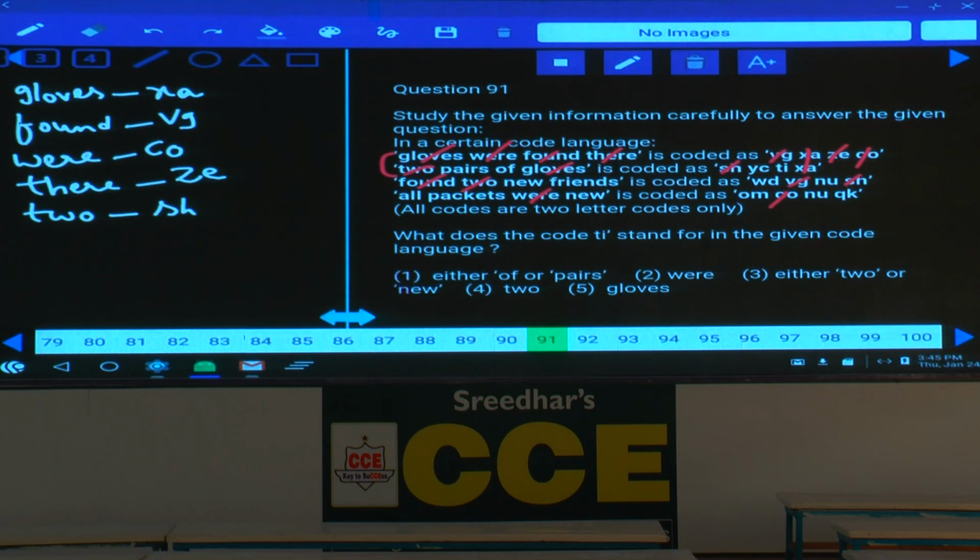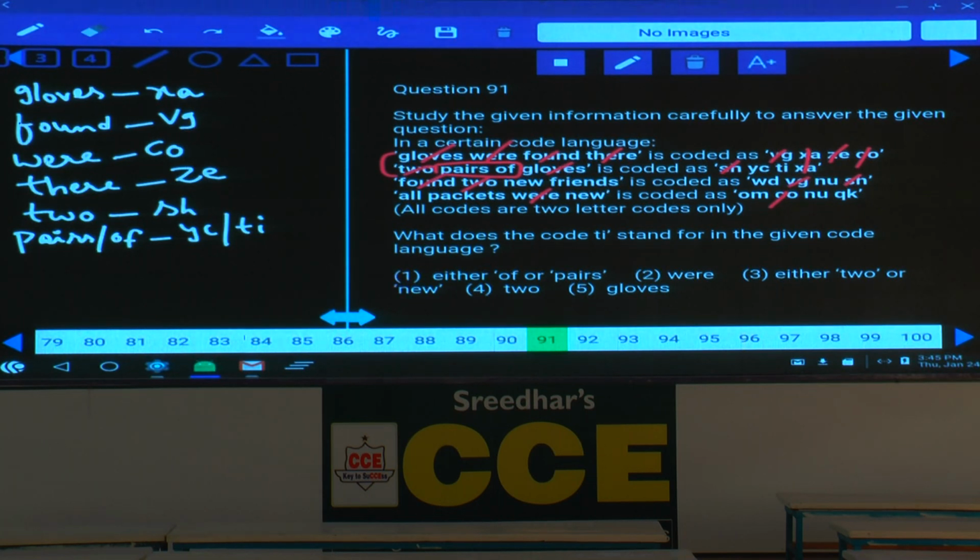Now pairs and of, is there any word which is common between these two? No word. Hence between pairs and of, finally 2 words are left over, pairs and of, and 2 codes are left over. And what are the codes which are left over here? YC and TI. And the code to these words pairs and of will be YC or TI in any order.